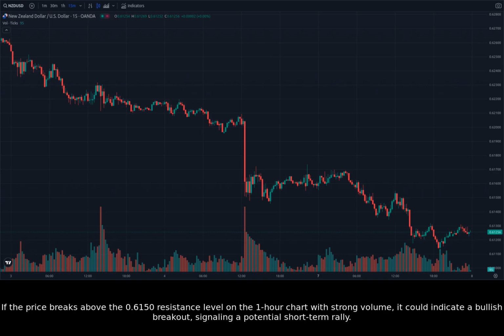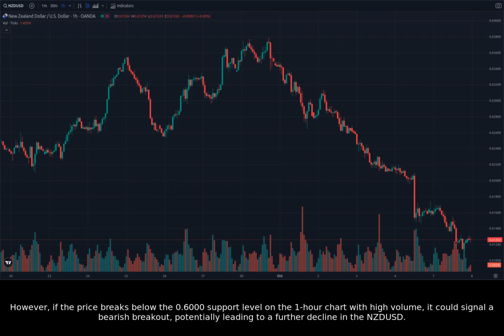If the price breaks above the 0.6150 resistance level on the 1-hour chart with strong volume, it could indicate a bullish breakout, signaling a potential short-term rally. However, if the price breaks below the 0.6000 support level on the 1-hour chart with high volume, it could signal a bearish breakout, potentially leading to a further decline in NZDUSD.